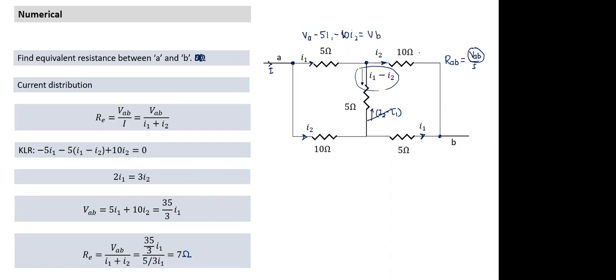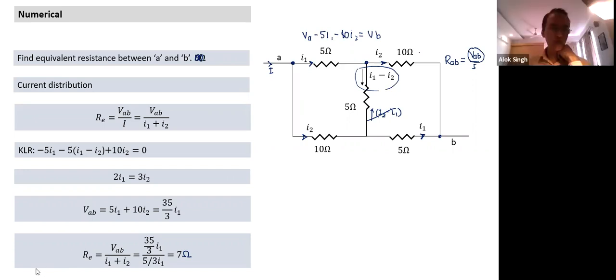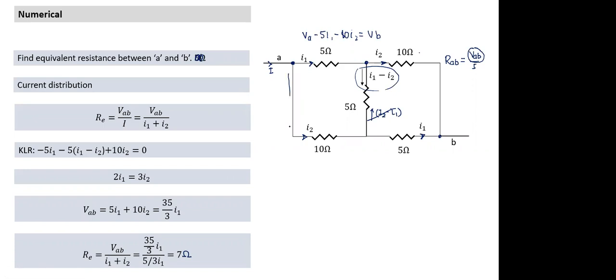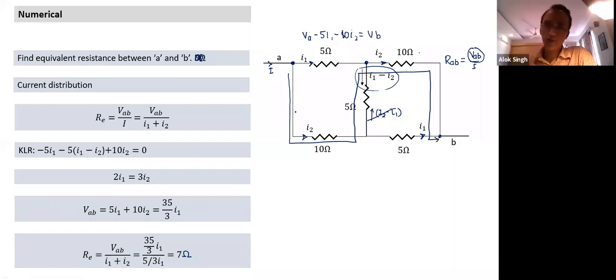Okay, sir. You can see what paths you can choose. You can choose any random path. See, one path could be like this also. Would you find the same answer? Yes, you will find the same answer.